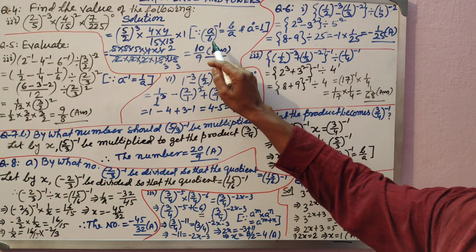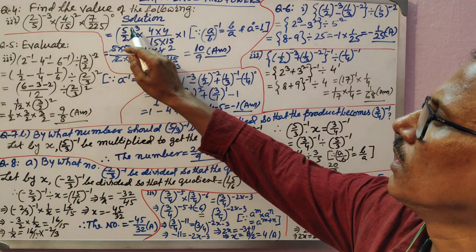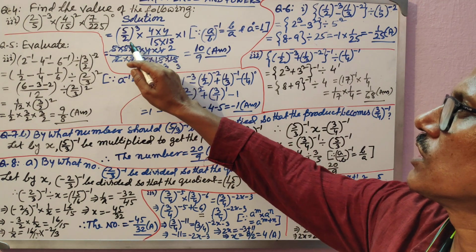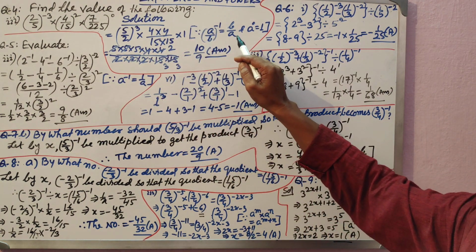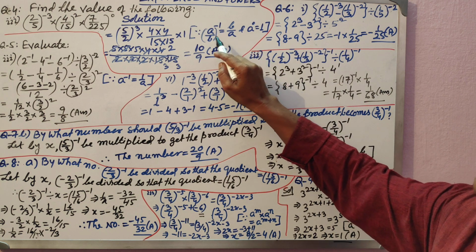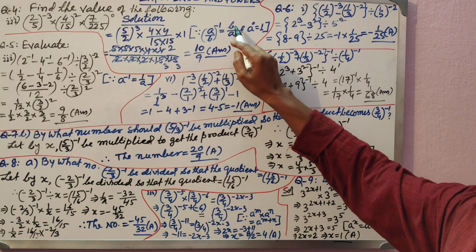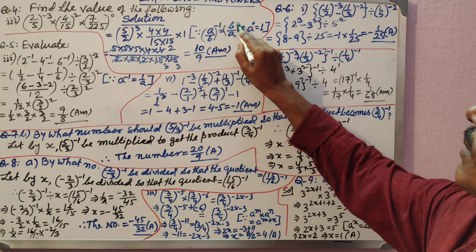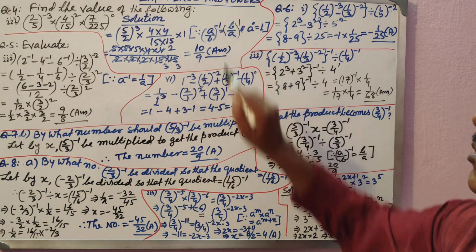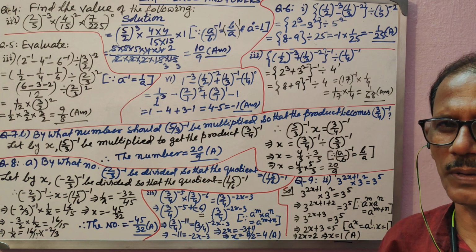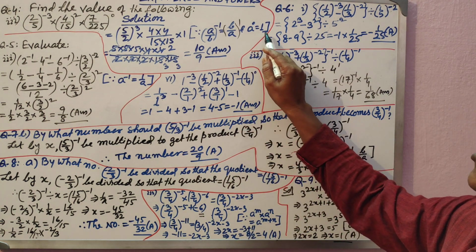What is the law? There are 2 laws implemented. Anything with power minus and a fraction: the fraction will be reciprocal and the power will be positive. That is, a by b whole to the power minus 1 is equal to b by a to the power 1, which is equal to b by a. Anything to the power 1 is equal to the base value, and anything to the power 0 is equal to 1.